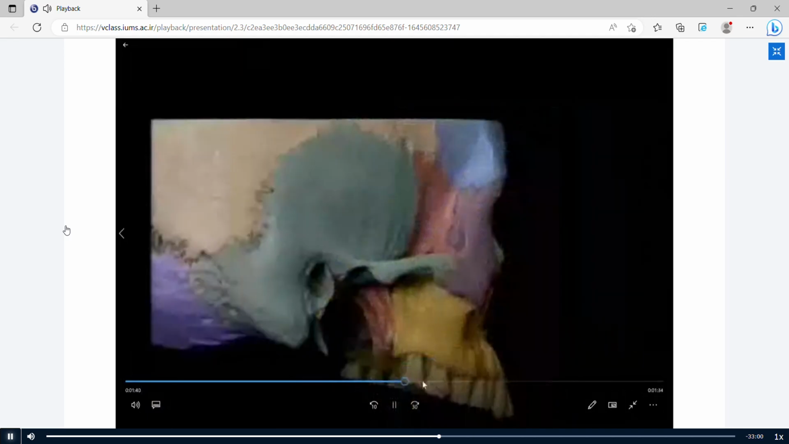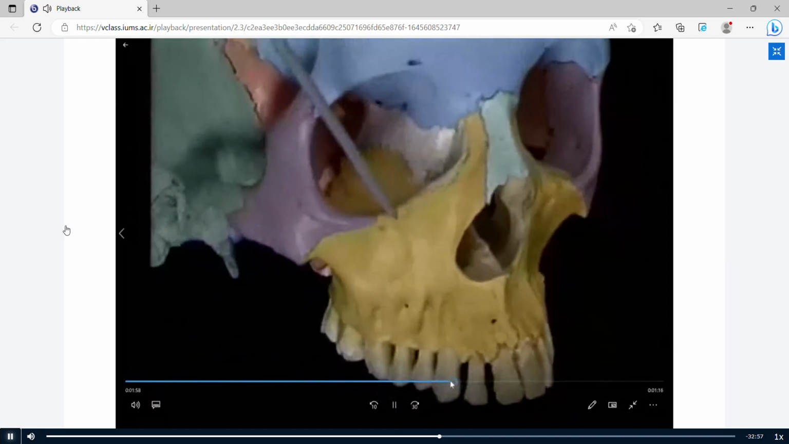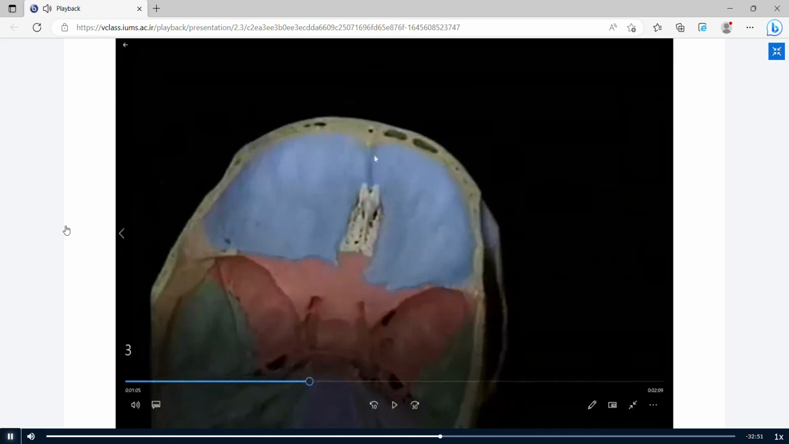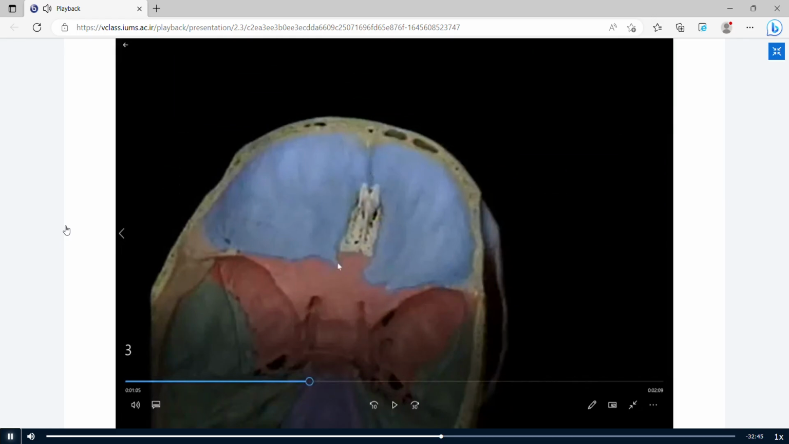Here you can see the frontal crest for attaching the cerebral fold, and you can see a U-shaped structure between the orbital plates. This U-shaped structure is the ethmoidal notch. The white bone is the ethmoid bone, located inside the ethmoidal notch, and you can see the foramen cecum. Foramen cecum is formed between the frontal bone and the ethmoid bone. This is the foramen cecum.